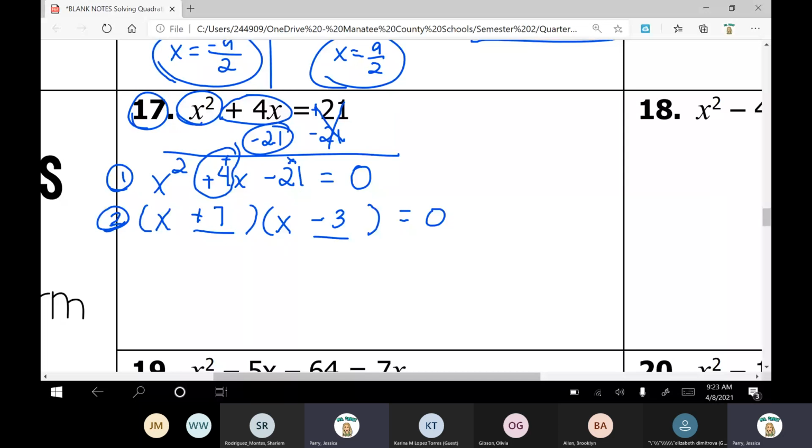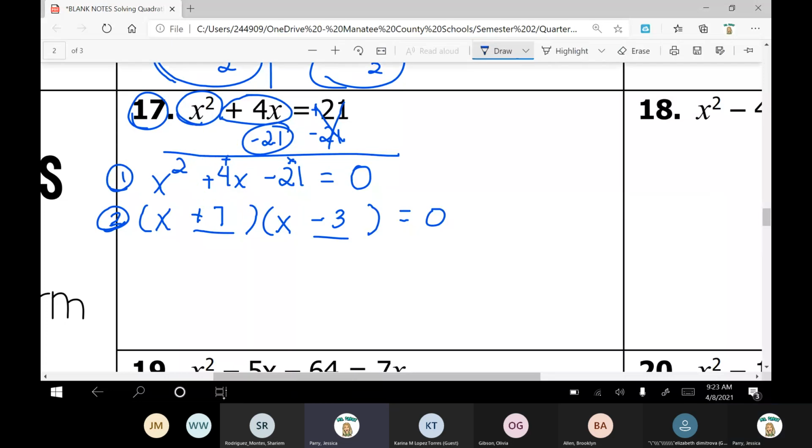So if B is positive, that means for your factoring part, the bigger number needs to be positive, because if we combine these 2 numbers together, 7 plus a negative 3, we end up with a positive 4. And then we know that if we multiply those numbers, 7 times negative 3, we get a negative 21. Okay, that was step 2.